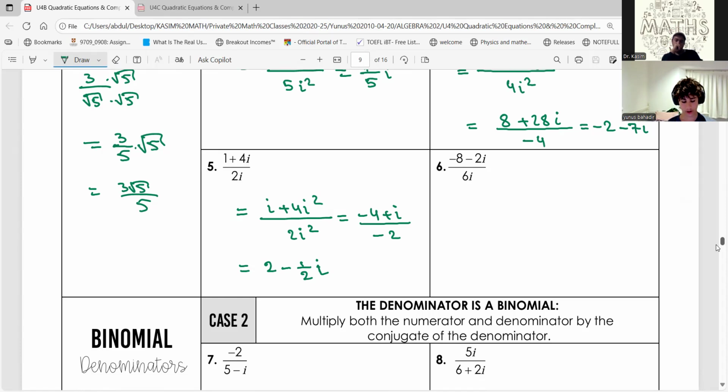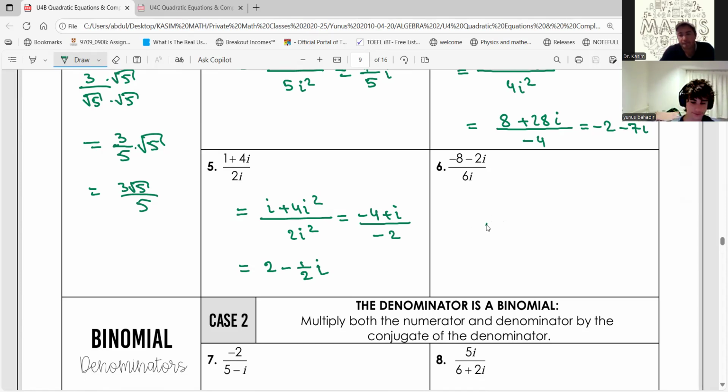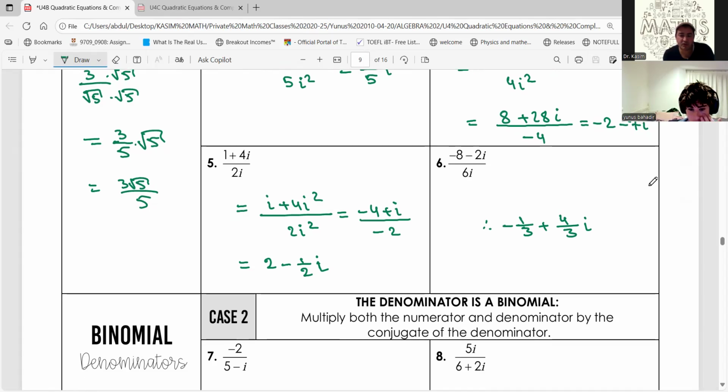Negative 1 over 3 plus 4 over 3i. Good. Negative 1/3 plus 4 over 3i. Now case number 2. Now I'll show a bit more general case.